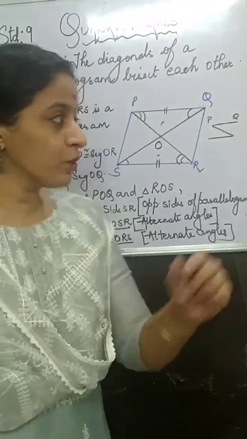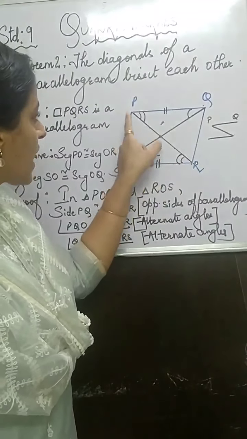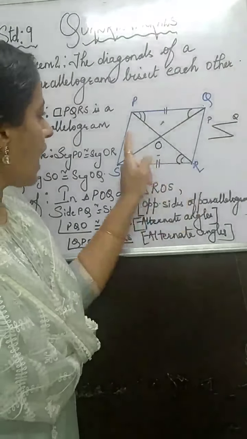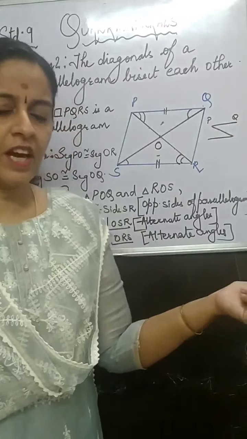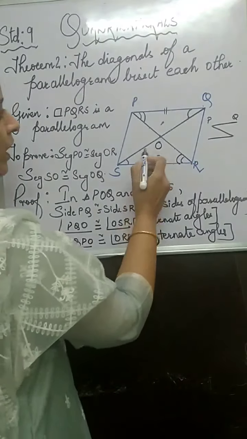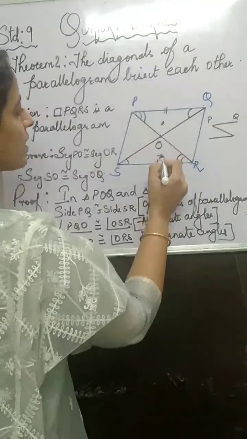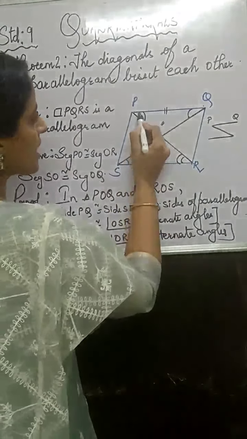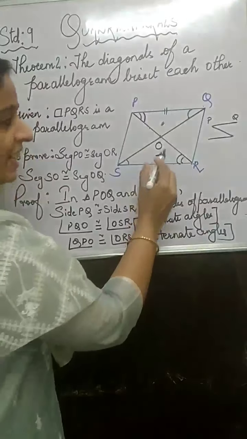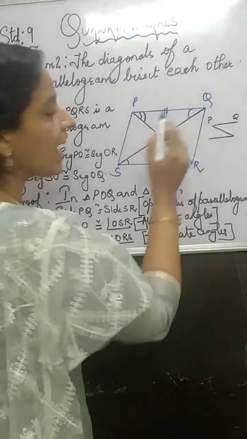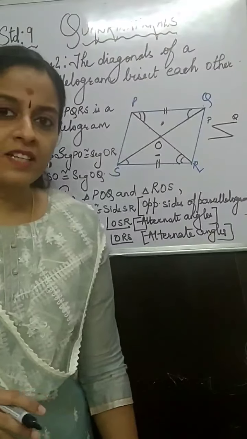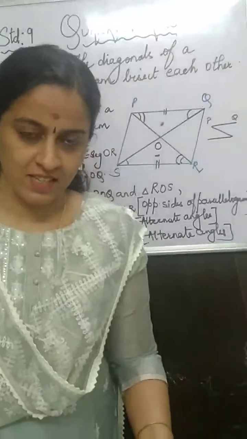Understood? As I told you, you can take these two vertically opposite angles POQ and ROS. I have taken both the alternate angles here. So if I take this way, by which test are these two triangles congruent? This angle I have marked A, this side marked S, angle, side, angle test. So both the triangles are congruent by ASA test.